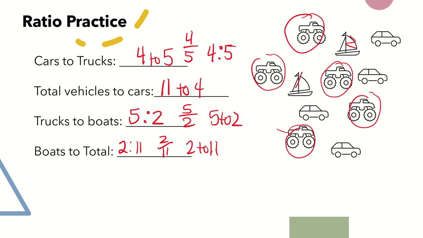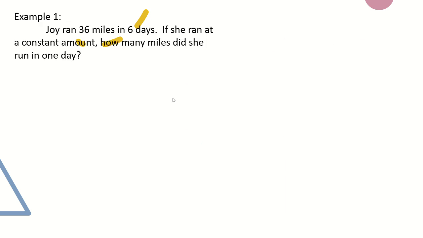Now, let's move on and talk a little bit about rate and ratios. Joy ran 36 miles in 6 days. If she ran at a constant amount, how many miles did she run in one day? Again, we know constant just means the same amount. So if she ran the same amount of miles each day, how much did she run in one day?